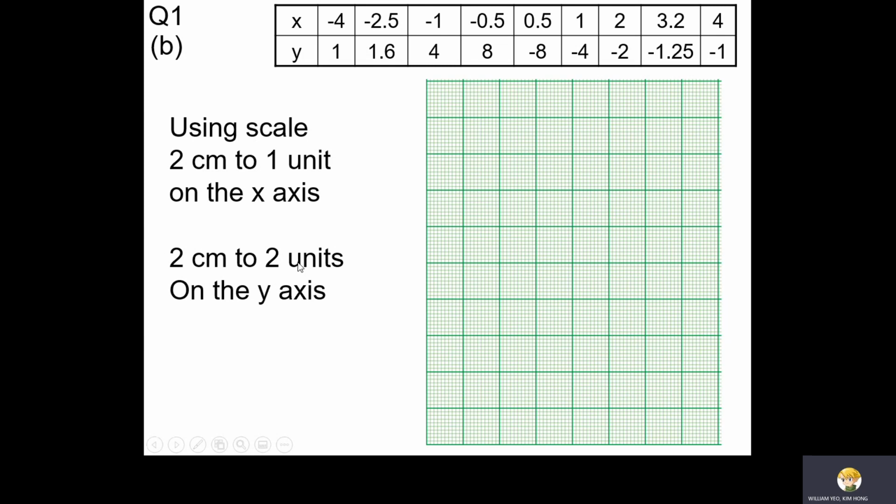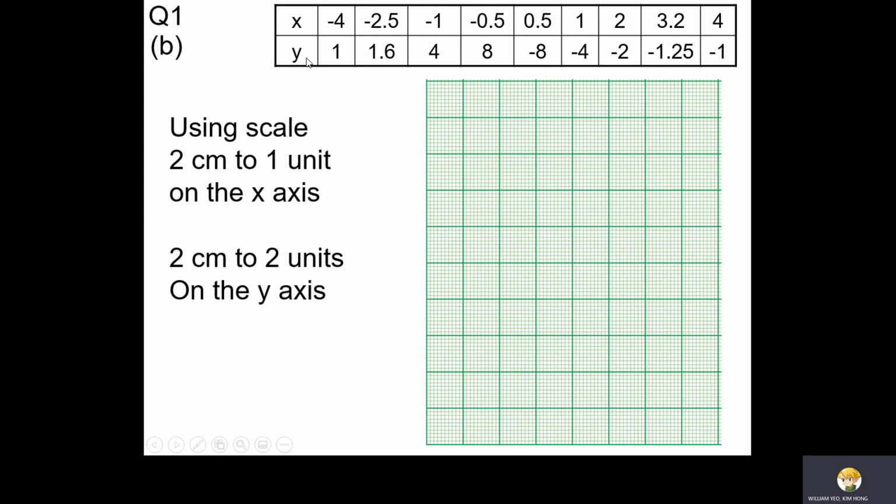For the y-axis, 2 cm to 2 units, it means you should have 2, 4, 6, 8, 10, something like that. When you do the scale, when you draw the x and y axis, you have to refer to this x and y. You refer to this x. The smallest value of x is negative 4, and the largest value of x is 4. Then you can start with negative 4 here, negative 3, negative 2, negative 1, and so on until 4. You have to make sure that the graph covers all the points here.